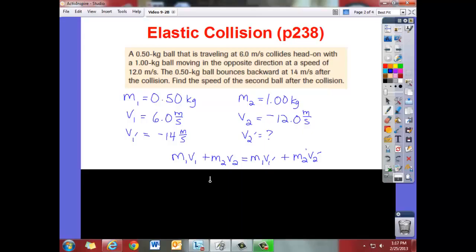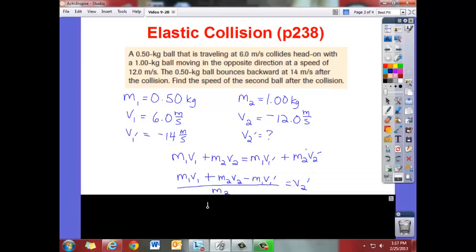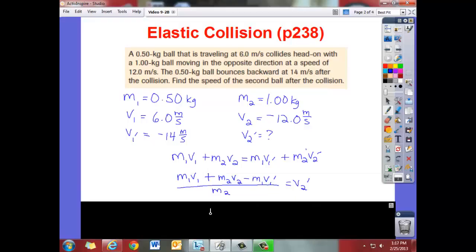So when I rearrange this equation, I get M1V1 plus M2V2 minus M1V1 prime, divided by M2. When you are plugging this into your calculator, if you would like to do the numerator in one step, you'll have to use parentheses and then a times sign between the mass and the velocity. You have to find the momentum first before you start adding and subtracting.